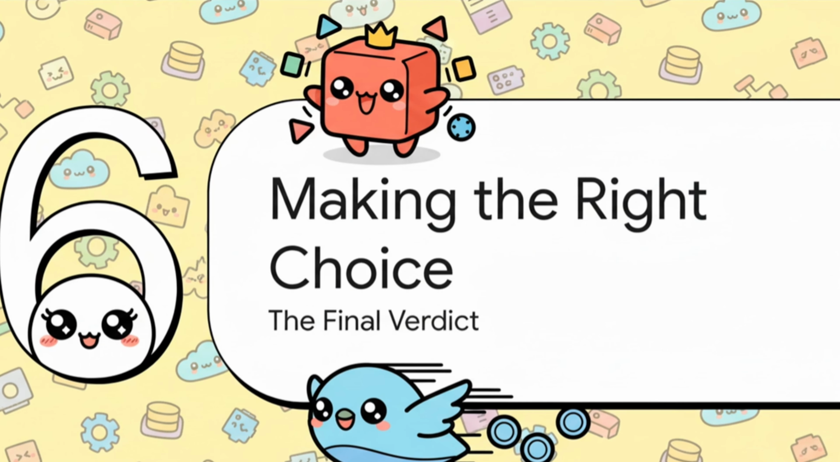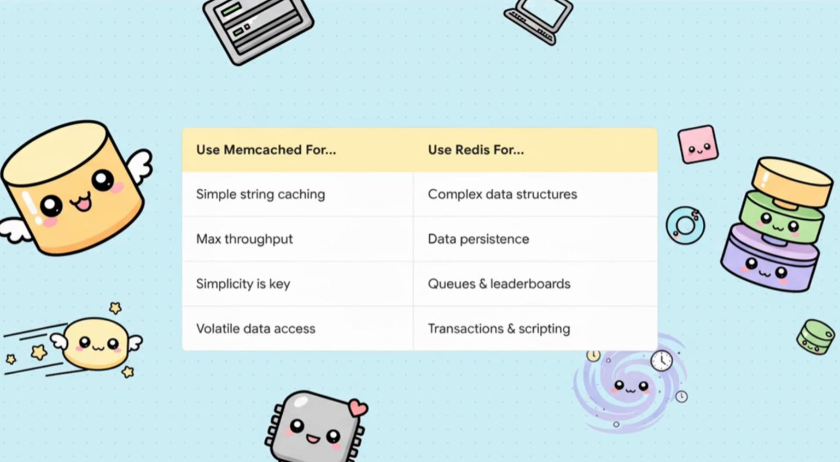Phew. Okay, we've covered a ton of ground, so let's bring it all home and give you a really clear way to make the final call. This little matrix here pretty much sums it all up. When should you use Memcached? For simple key-value string caching where you need every last drop of performance from your CPU cores and you value simplicity above all else. When do you use Redis? Well, for pretty much everything else.